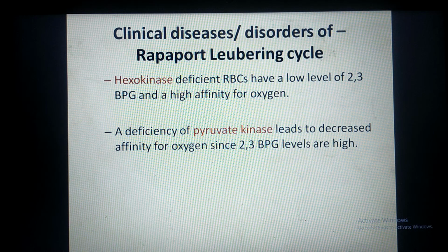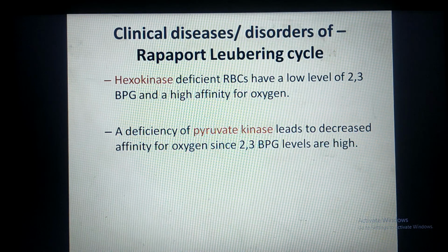If hexokinase is deficient, if the enzyme hexokinase is deficient in some person, then the level of 2,3-BPG is low. Hence the affinity between hemoglobin and oxygen increases. Hemoglobin releases less oxygen to the tissue.